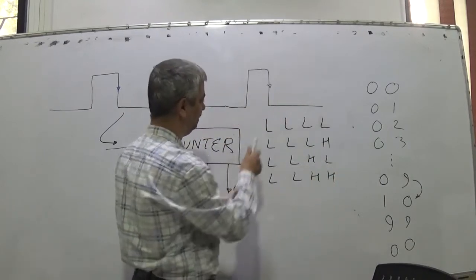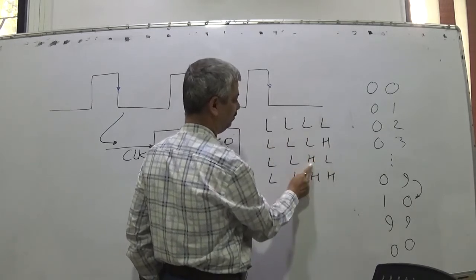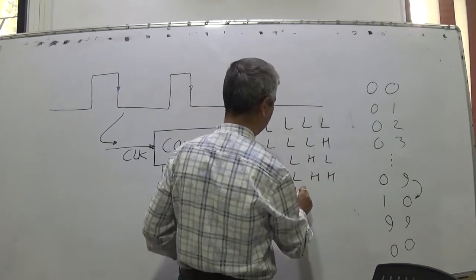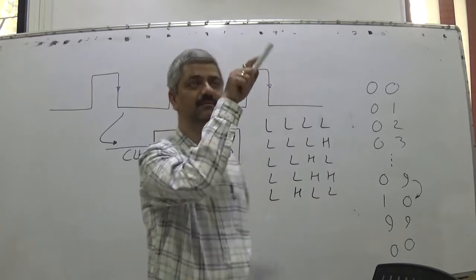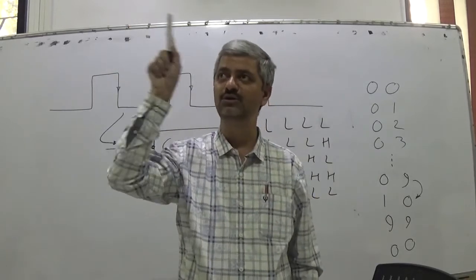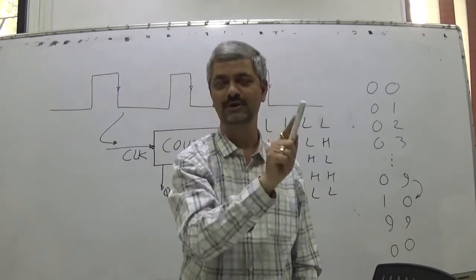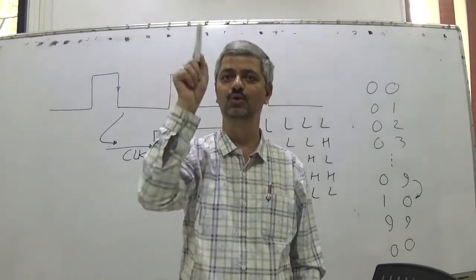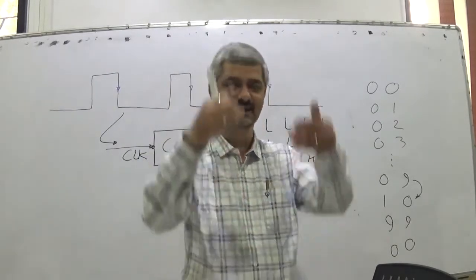So 4 LEDs are there, none of them is glowing. Then this LED glows, then this glows, this goes off, then both LEDs glow, the next state L, H, L, L. So like this, LEDs not glowing, not glowing, glowing: 0, 0, 0, 0, 0, 0, 0, 1, or low, low, low, low, low, low, low, high, low, low, high, low, like that.